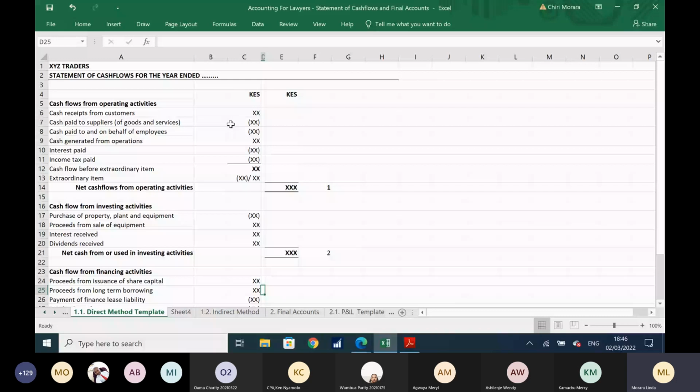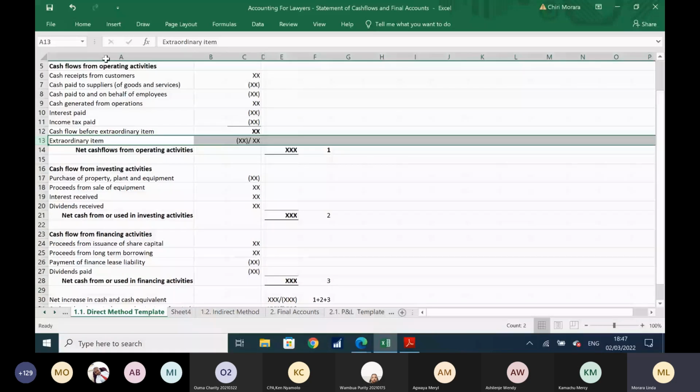From your direct method, you will just be taking how much money you have received from your customers. That's an inflow. How much have you paid? That is an outflow. How much have you paid to your employees? That is an outflow. How much cash have you generated generally from operations? That's an inflow. How much have you paid as interest? How much have you paid as tax? That's an outflow. And then when I say extraordinary item, this could be anything that is not in the template, but anything that you feel relates to you running the business.